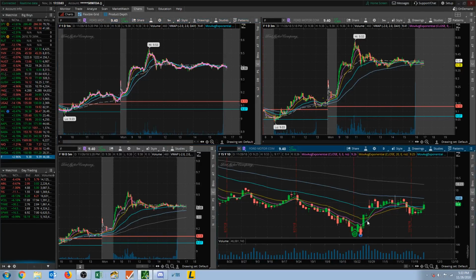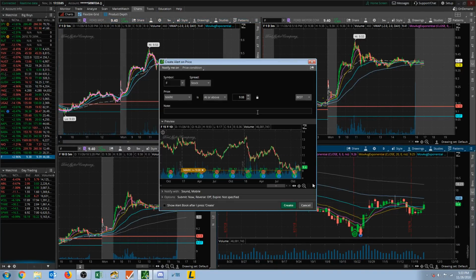You right click, create alert. The alert box comes up. You could change this to whatever you need. I put at or below. You don't want it to be in the exact price. You want it to be a little bit off. That way you see the alert ahead of time. So if it's supposed to be like a 901 reversal, set it to like 907, 908, something like that.